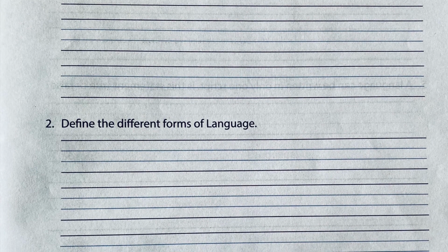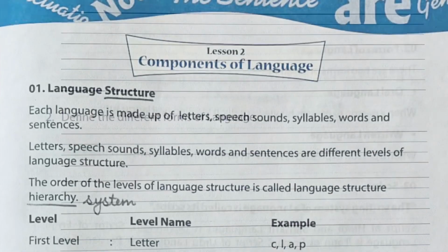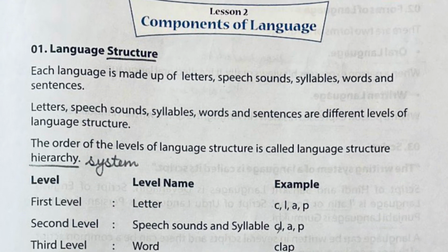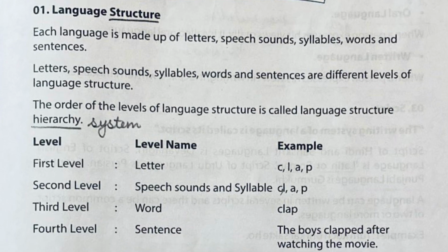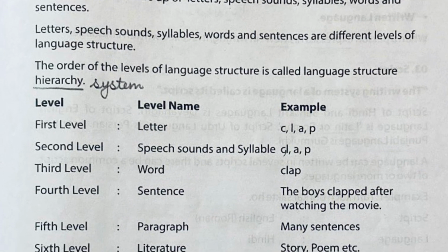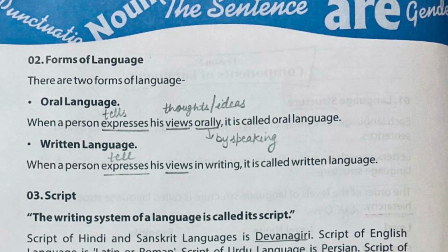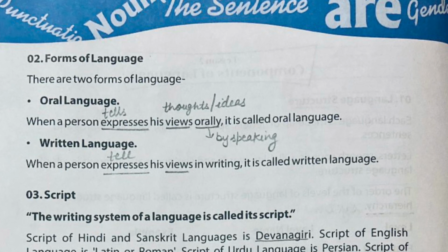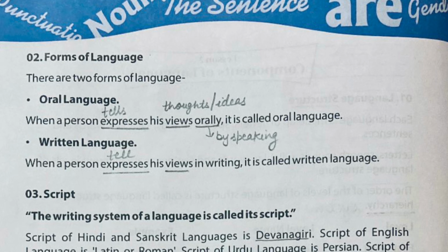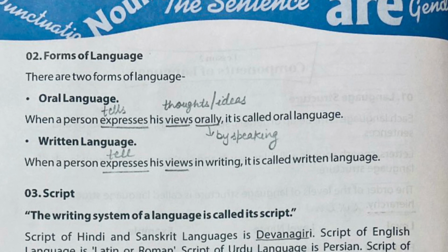Okay, so I hope I have cleared your doubts regarding this chapter, regarding the first point, language structure, how the structure and formation of language is, and forms of language. Okay, how many forms of language are there, and what is oral language and what is written language.